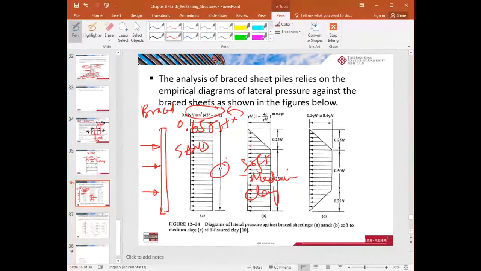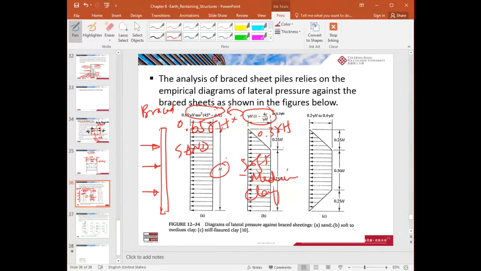For H, the triangular distribution will go through this 0.25H, and the rest will be uniform. And what's the pressure there? 0.3 gamma H, or this one, gamma H bracket 1 minus 4c over gamma H, whichever is the greater.